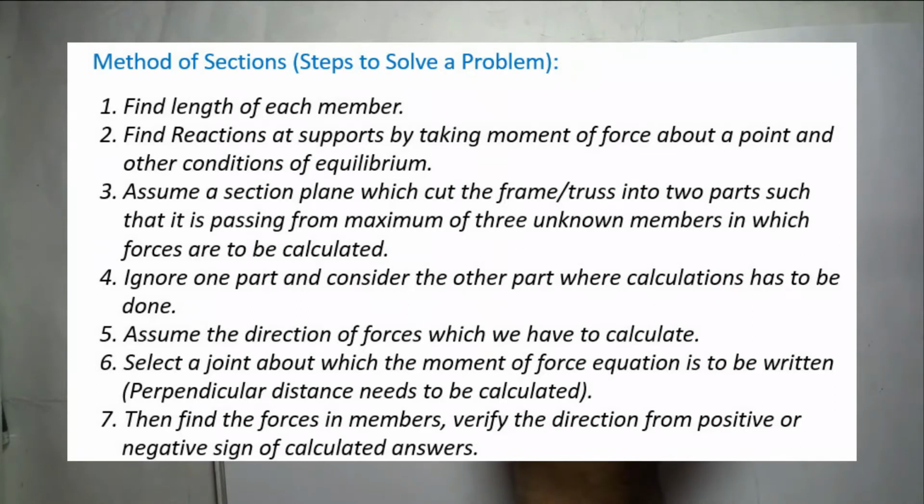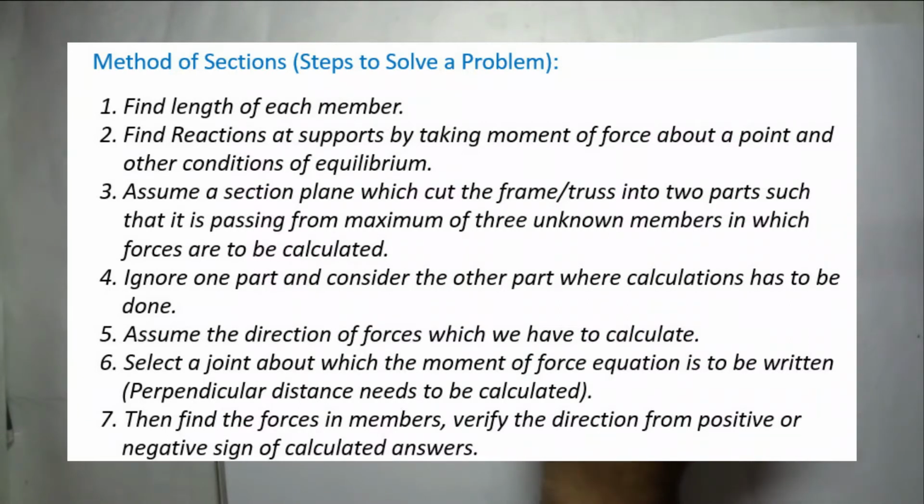How do we find out the reactions? By taking the moment about a particular point, and we use the equilibrium conditions like summation of Fx equals 0, summation of Fy equals 0. Then we assume a section plane in such a way that it can cross only three unknown forces, right? Then we ignore the one part where we don't want to make any calculation. This imaginary section plane will divide the object into two parts, so you can consider any single part.